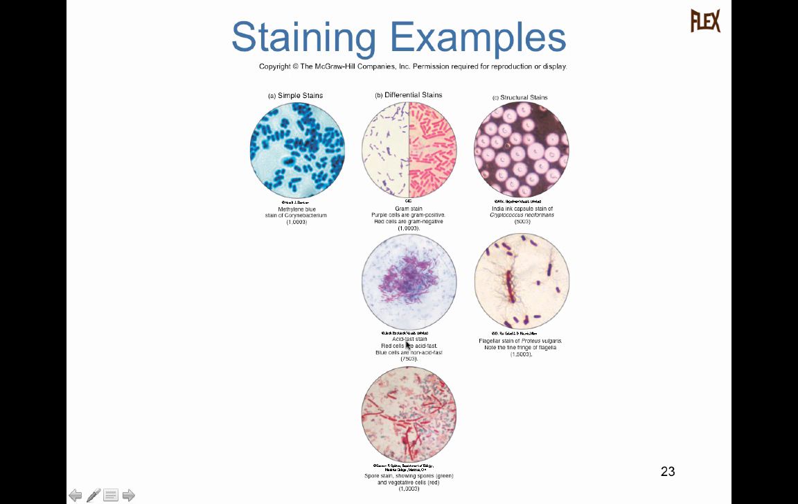And remember, I said acid fast is another one. And here's the spore stain. The endospores are actually in green. The cells are stained in pink.